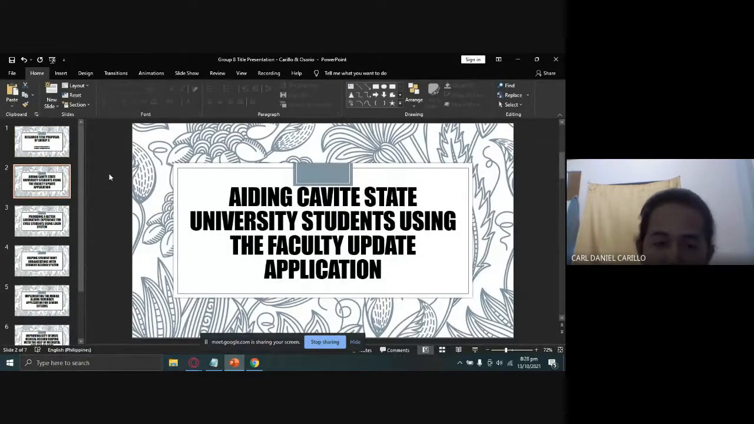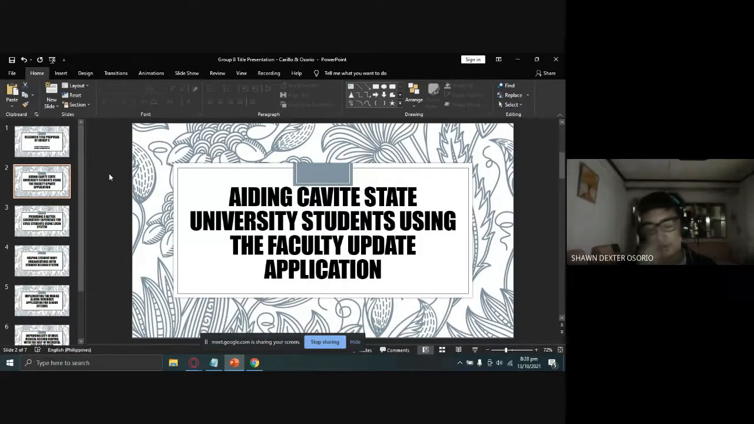So, our first title is Aiding Cavite State University Students Using the Faculty Update application. What we mean by this proposal is, if you remember during the face-to-face classes, when you visit the faculty of some of the departments of the professors, you can see there a piece of paper outside where it states in class, outside, or in a meeting.